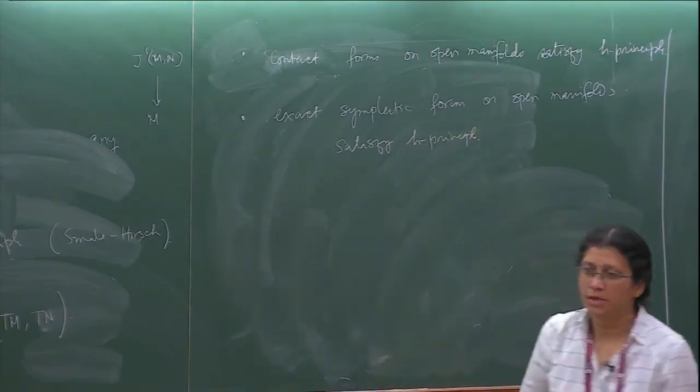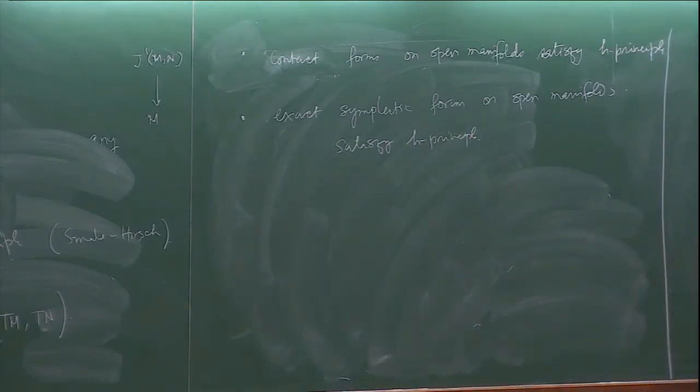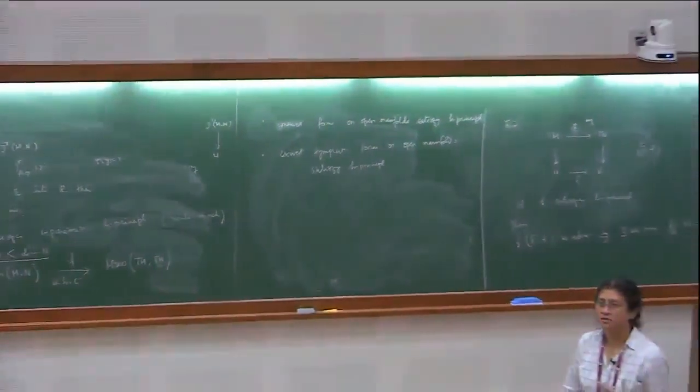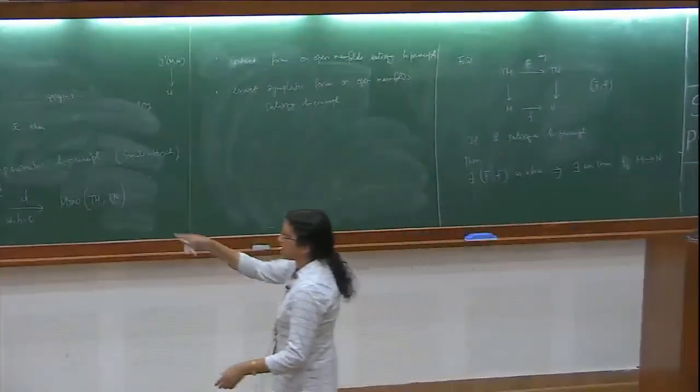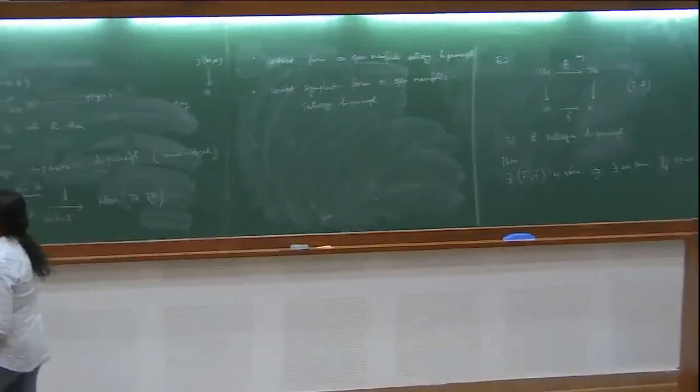So this statement is somewhat not very precise. Why? So far I was talking about the relation satisfying the H principle. Instead I am now saying that the contact form satisfies the H principle. I mean the relation defining the contact form satisfies the H principle, or the relation defining the exact symplectic forms is satisfying the H principle. So I'll prove these results as a consequence of Gromov's theorem.